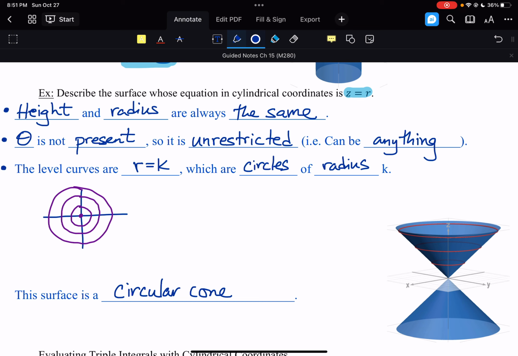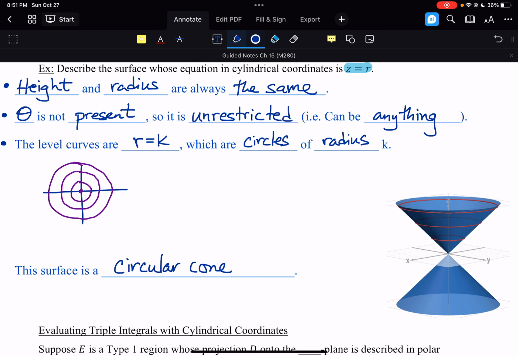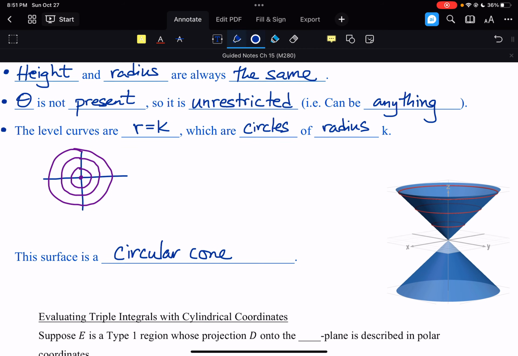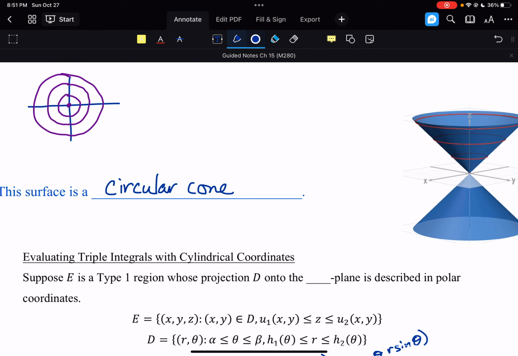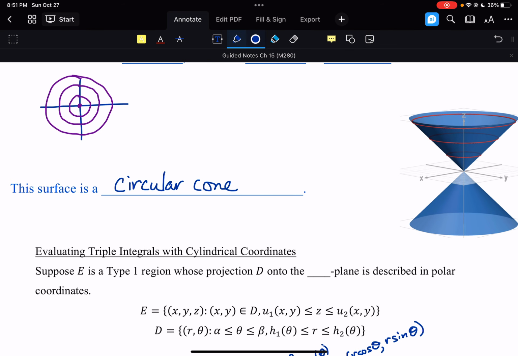Right? Both the plus case and the minus case, because these cones are two-sided. So we've looked at plotting points in cylindrical coordinates. We've looked at surfaces in cylindrical coordinates. Now we're going to take a look at evaluating integrals, so evaluating triple integrals with cylindrical coordinates.